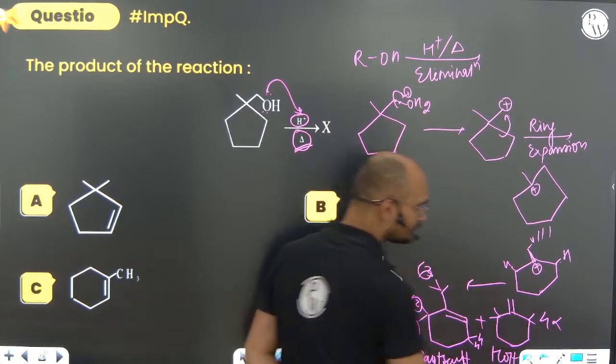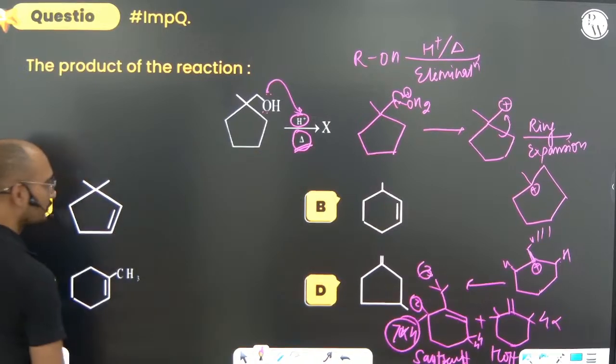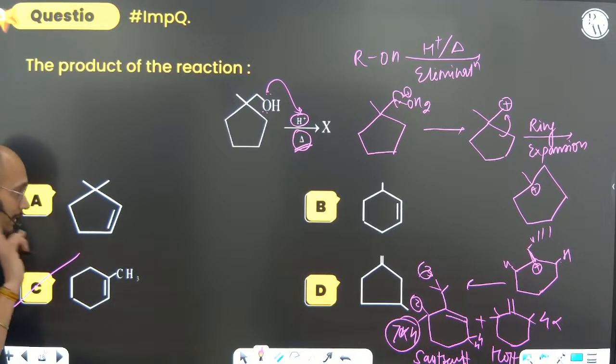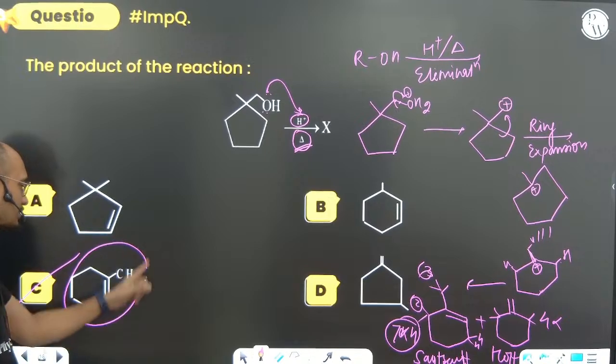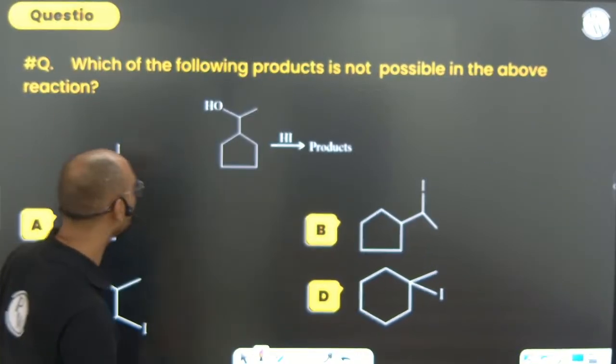2 here, 2 here. So which is more stable? I think you all can see that this is more stable. So which option will be correct? Option C is the correct option. A very good question. It is asking for the major product because it has not given two options. Which of the following products is not possible in the above reaction?